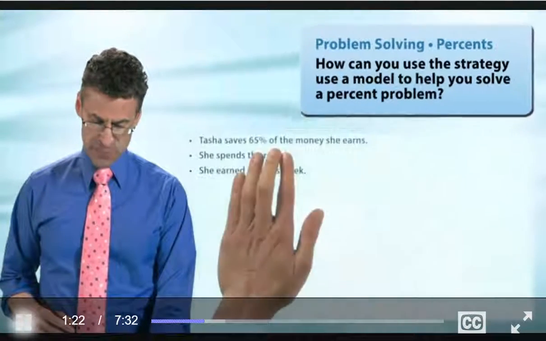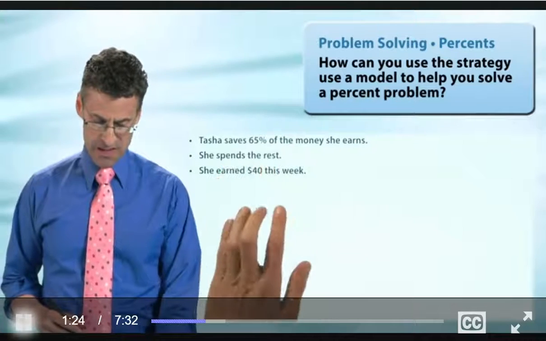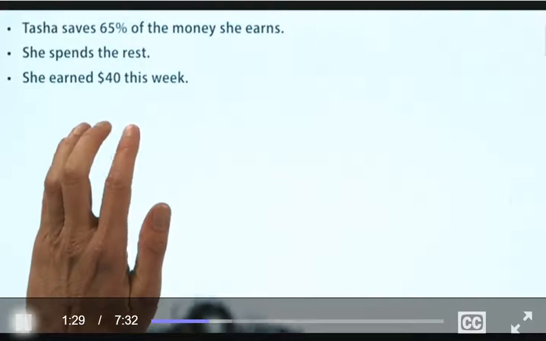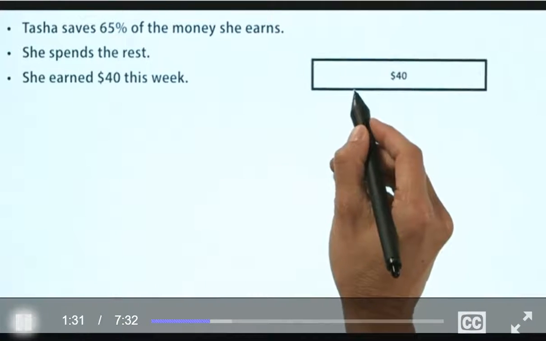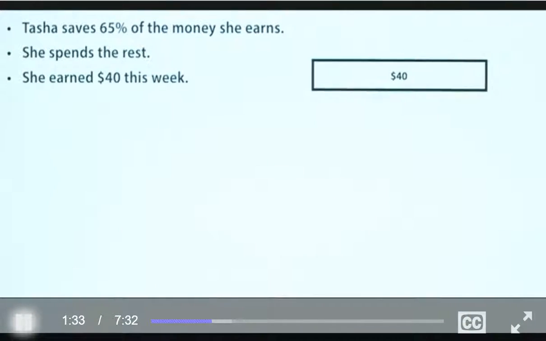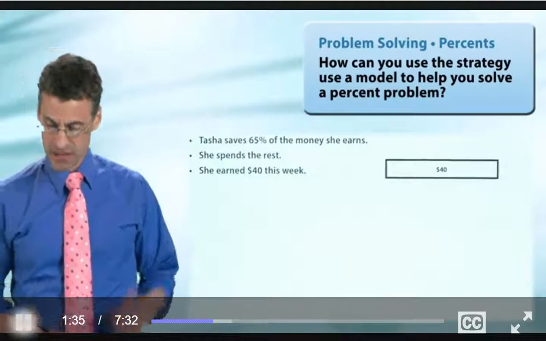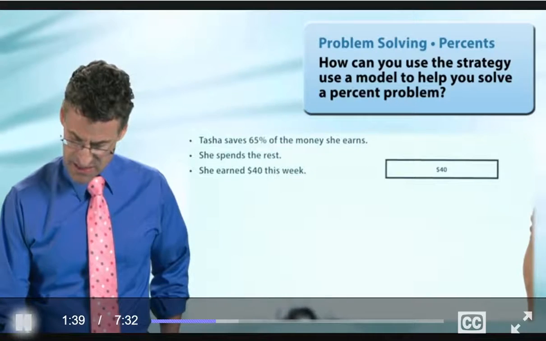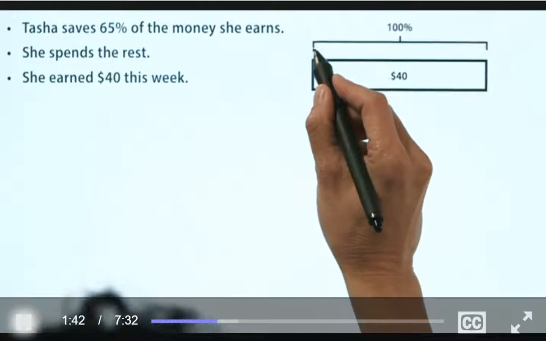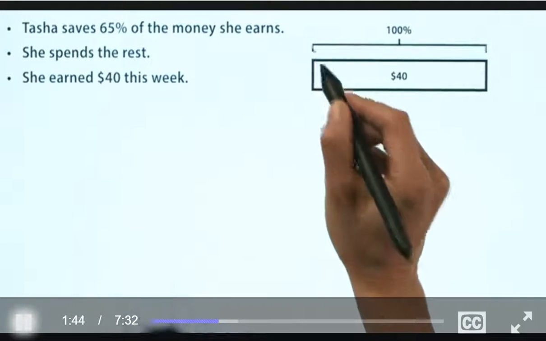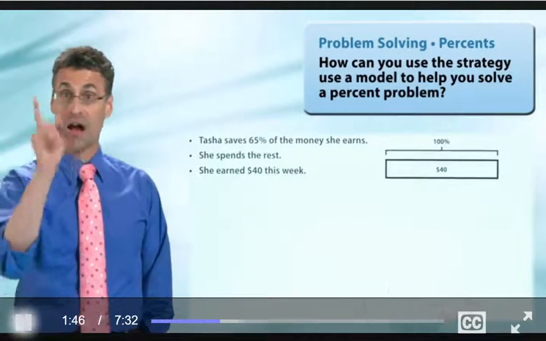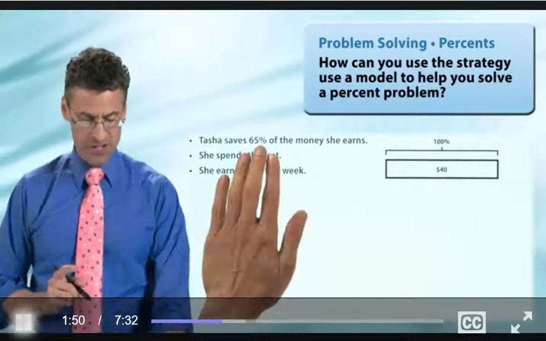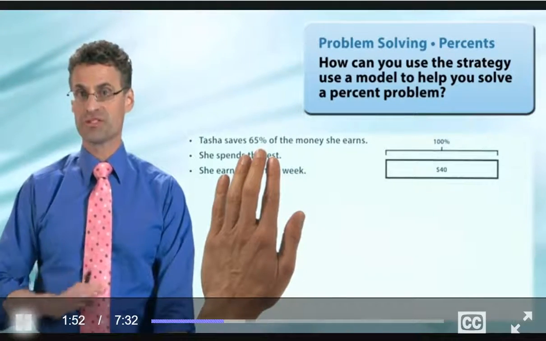So remember, she saves 65% of the money she earns, she spends the rest, and this week she earned $40. So let's check it out for ourselves. Shall we? All right, so that models the $40. So that's how much she earned this week babysitting. So that's going to be the totality of her savings. So that means it's 100%. I don't care what noise you may hear, I'm telling you, 100%. Now, we know that she's going to save 65% of that.